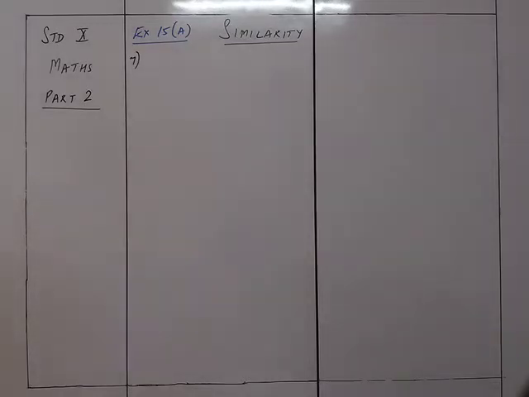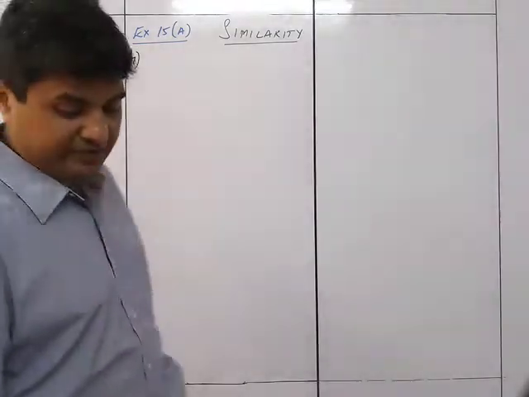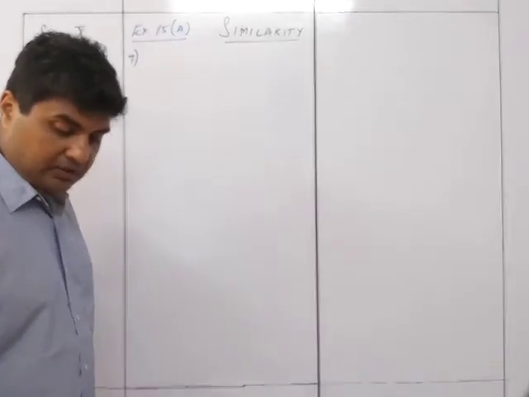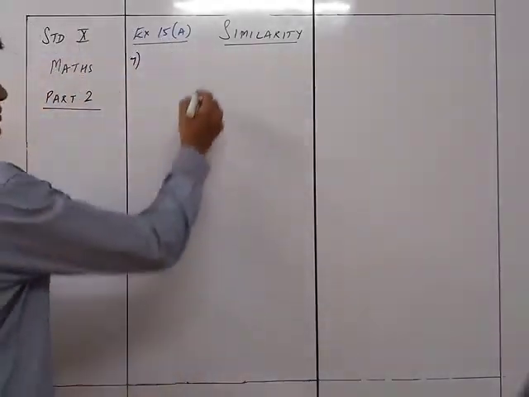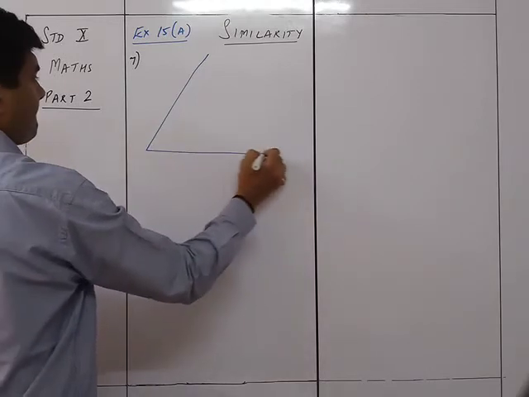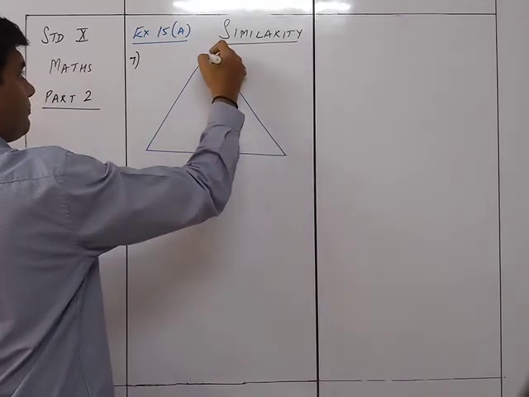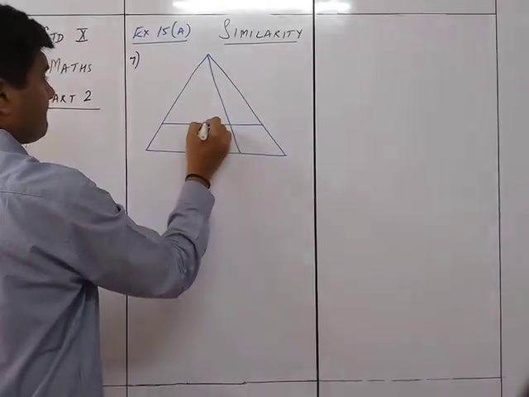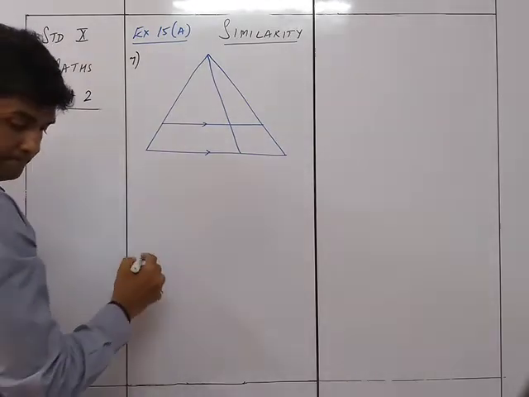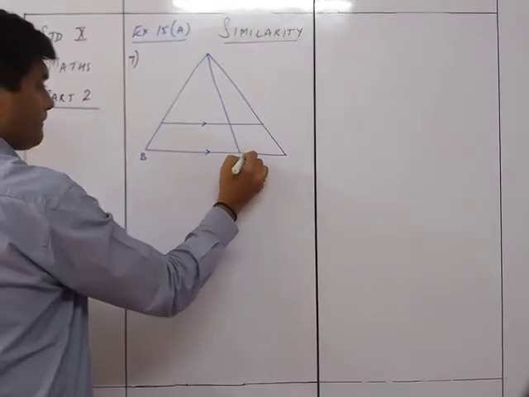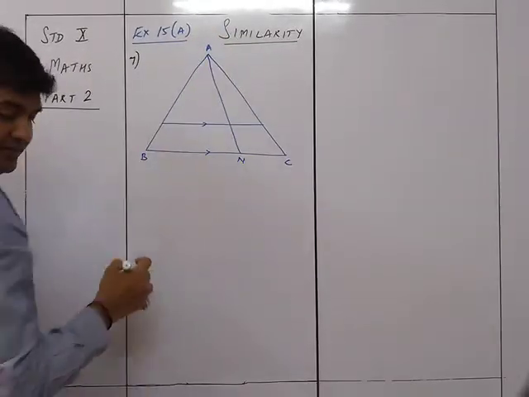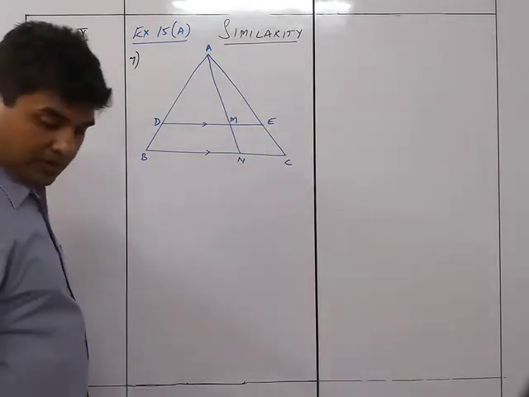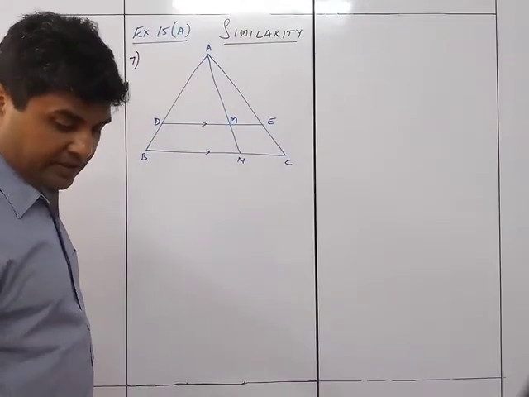So we continue with sum number 7 of exercise 15A, similarity. In the given figure, so you need the figure first. So let's see the figure. So that's triangle ABC, and inside over here there is a DME, which will be the line parallel over here. They are given certain values.